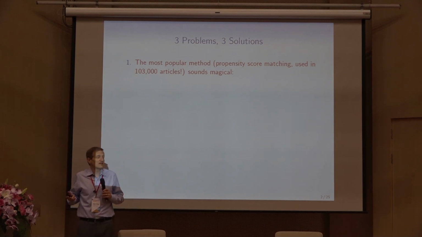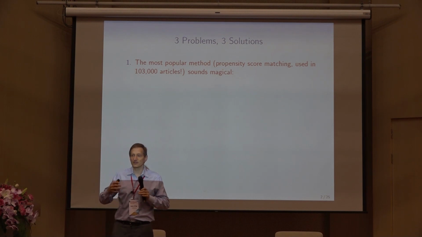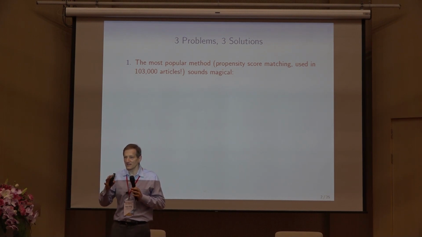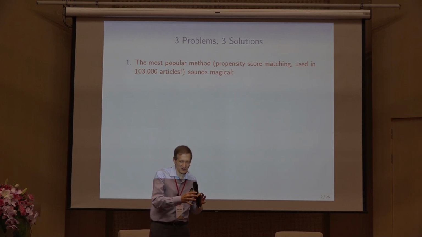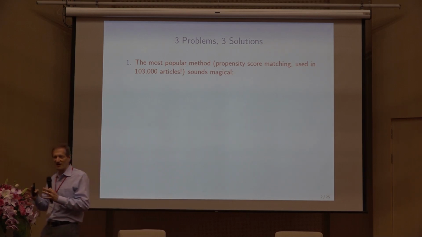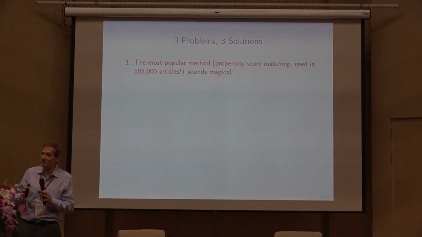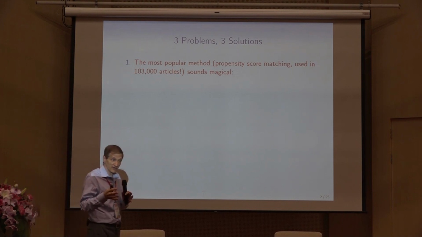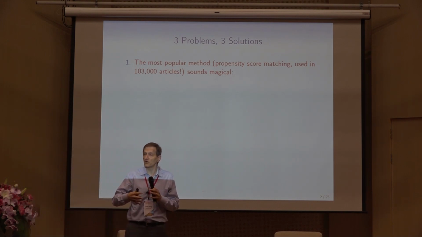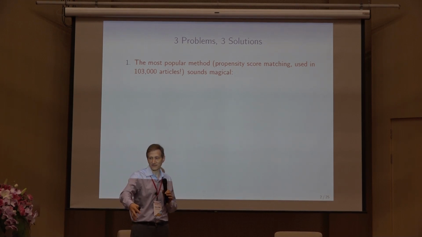And it basically sounds completely magical. You have lots and lots of covariates. It's not possible to find, for one person that receives treatment, another person who didn't receive treatment who's alike in all respects to the first person, right? It's hard to find that, right? And the more covariates you have, the more informative your analysis is, but the harder it is to find the match, right?